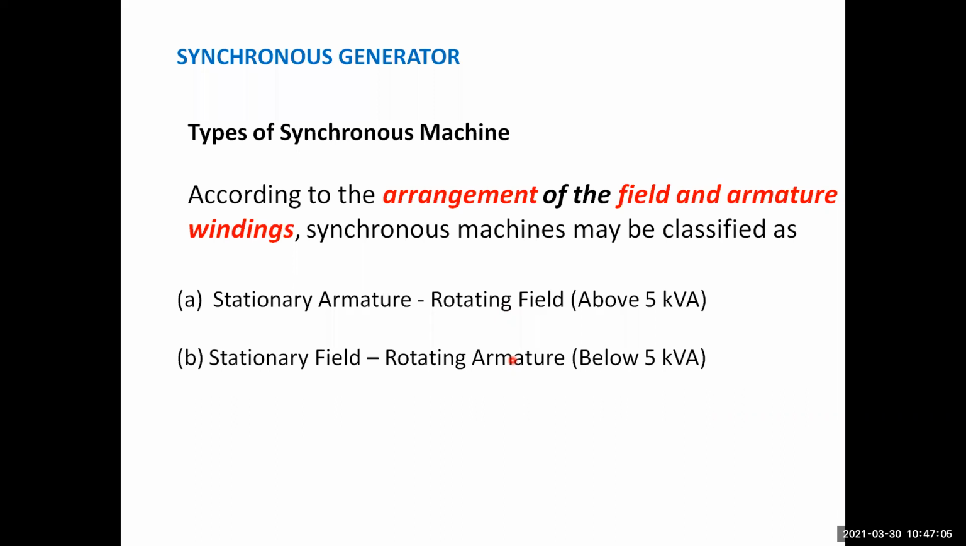Same as a DC machine. In a DC machine, the field winding is stationary, with the north pole and south pole, and the armature winding is rotating. So that is the same concept here: stationary field with rotating armature, or stationary armature with rotating field. The previous animation video is nothing but stationary armature, rotating field.